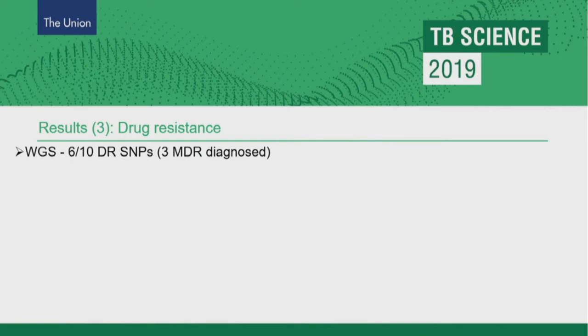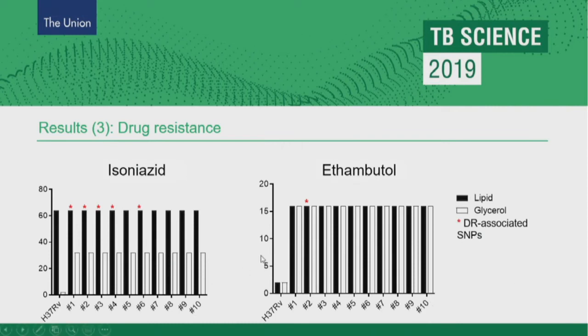resistance, and strikingly, what we saw is that all these 10 samples, shown here in the black bars, were highly resistant. We did this in 2 ways, measuring the MICs in the lipid media and in the glycerol media. Here in the first bar is shown the result from our control, H37Rv. What you can see is that all these samples are highly resistant to isoniazid and ethambutol, and this is not related to the presence of any drug resistance associated SNPs. Even when we transferred these cells to the glycerol media, this drug resistance was maintained.